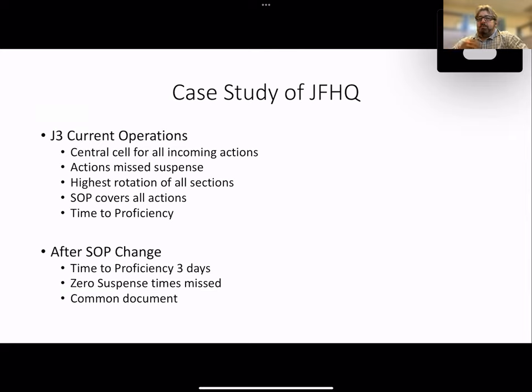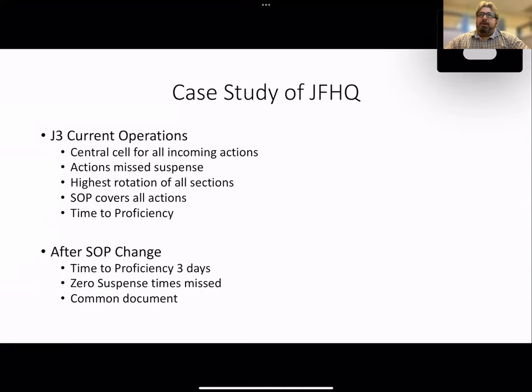So this is just going to be a quick case study at Joint Force Headquarters Cyber. I was the knowledge manager in charge for all of the knowledge at Joint Force Headquarters Cyber for many years. So we had a current operations cell and they continuously got new people in and removed people once they got good at the job, because then they were able to be used in other departments. Part of this caused a lot of actions to be missed.